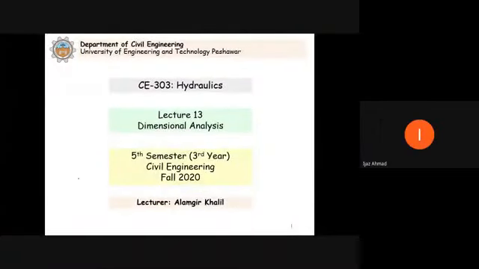Okay, Bismillah ar-Rahman ar-Rahim. So today is lecture number 13 of the course Hydraulics, and in today's lecture we will continue our discussion from the previous lecture about dimension analysis. So we will study in detail what is dimension analysis, the different methods.